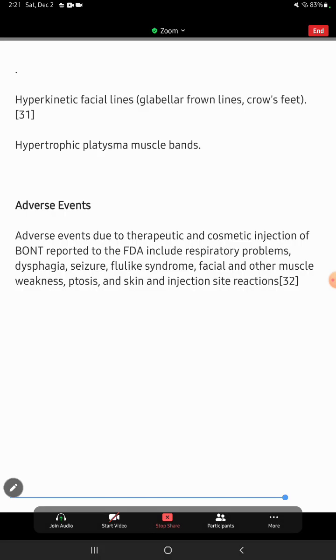And there are some adverse events. Adverse events due to therapeutic and cosmetic injection of botulinum toxin reported to the FDA included respiratory problems, dysphagia, seizure, flu-like syndrome, facial and other muscle weakness, and ptosis. So here are the different side effects.